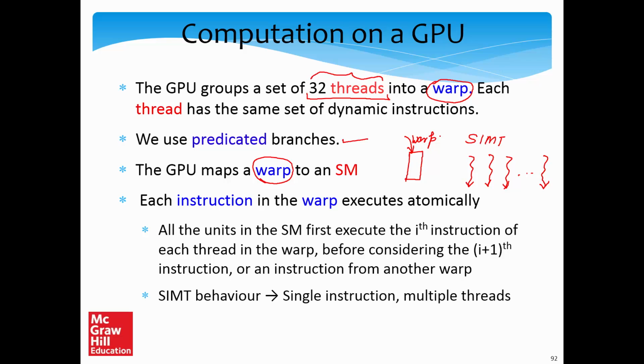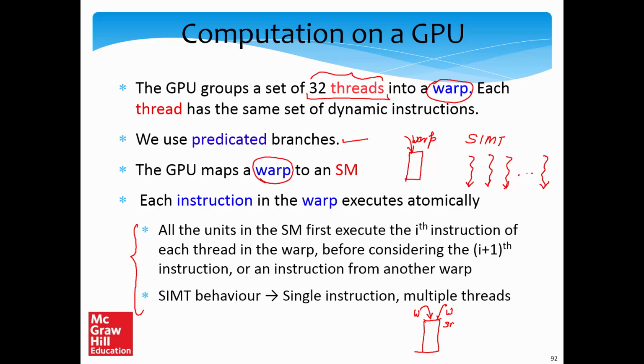Alright. So each instruction in the warp executes atomically, which means that either it fully executes or it doesn't execute at all to an external observer. All the units in the SM first execute the ith instruction of each thread in the warp before considering the I+1th instruction or an instruction from another warp. So it is possible that at one point of time, multiple warps can actually be scheduled on an SM.